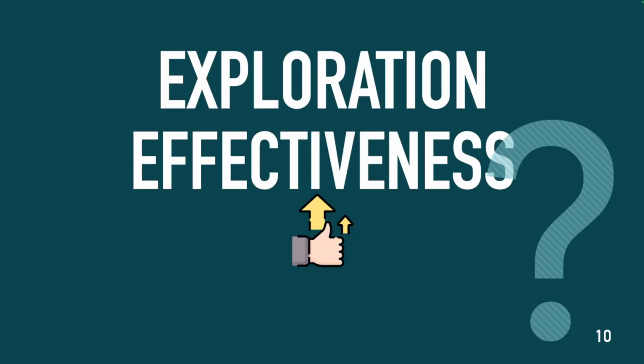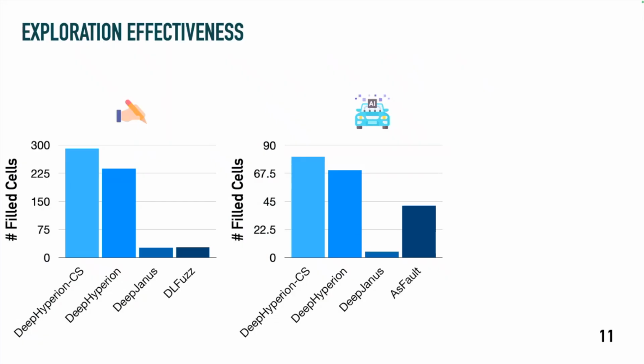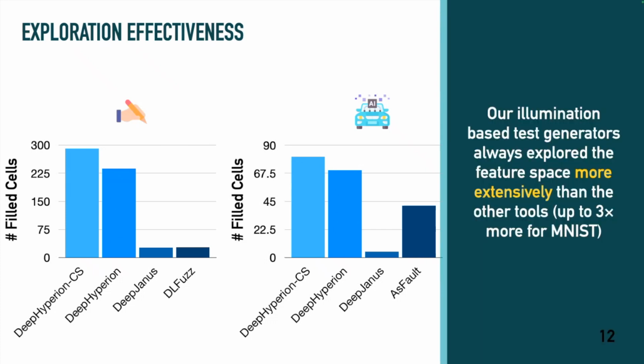So as a first research question, we wanted to see if we can effectively explore the feature space, and we performed an experimental evaluation comparing our approach with the state-of-the-art approaches. We defined a metric for this, which was the number of filled cells. So we count the number of cells in the feature map that are covered by different approaches. And here you can see an abstract of the results: our illumination-based approaches, DeepHyperion-CS (contribution score) and DeepHyperion, were able to cover the feature space more extensively than other approaches. For example, for MNIST, 3 times more than other approaches.